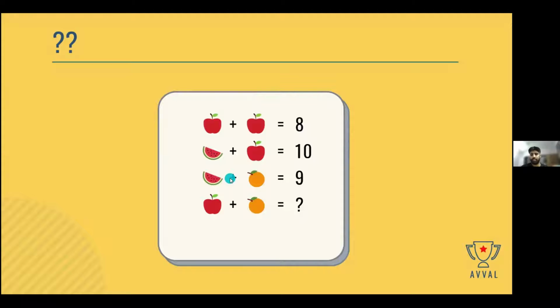All right. So now step number 3. If my watermelon is 6, and 6 plus orange is equal to 9, so how much is an orange? 9 minus 6. So that gives me 3. So my orange is 3. So apple is 4, watermelon is 6, and orange is 3. And then I've got an apple here and an orange. So 4 plus 3 is 7.